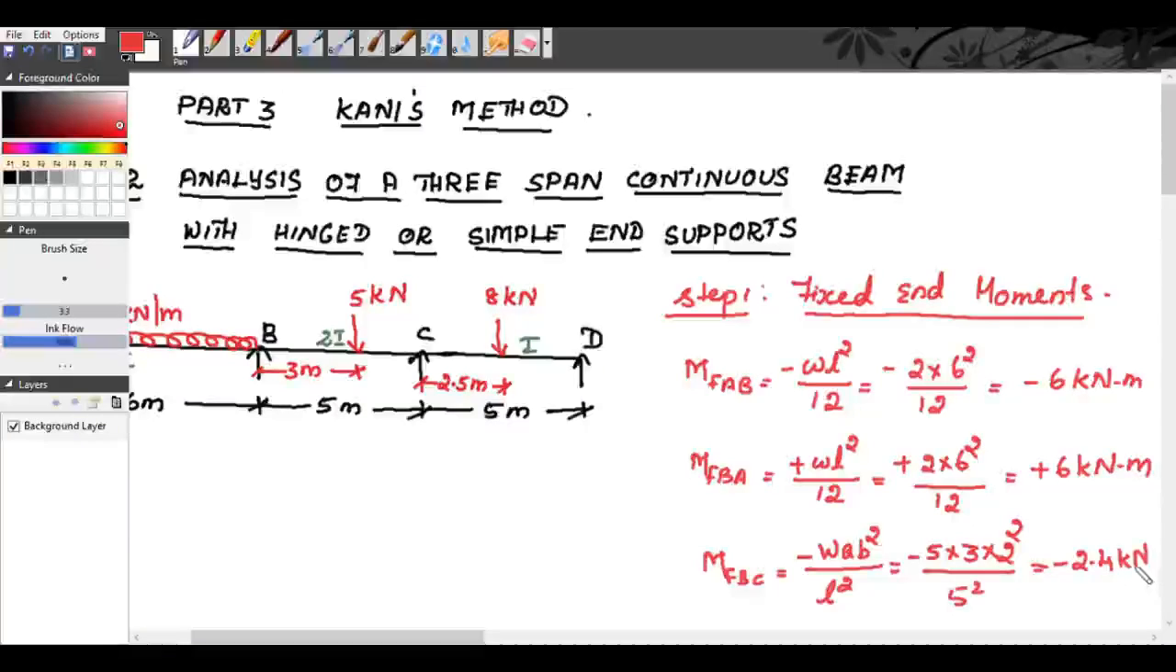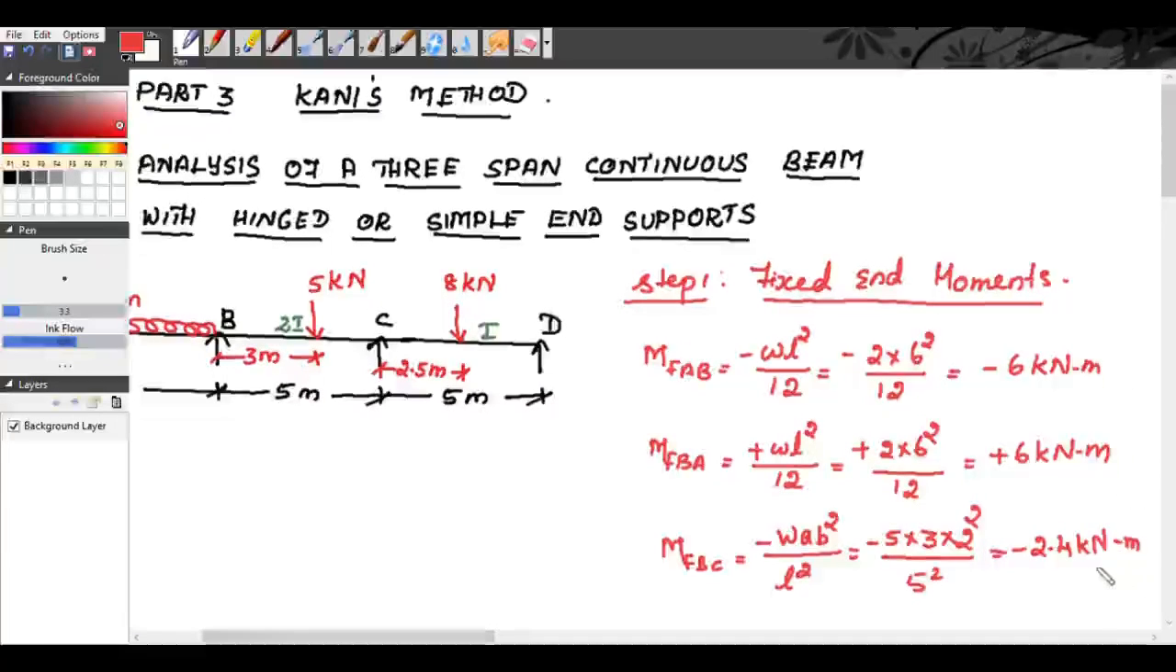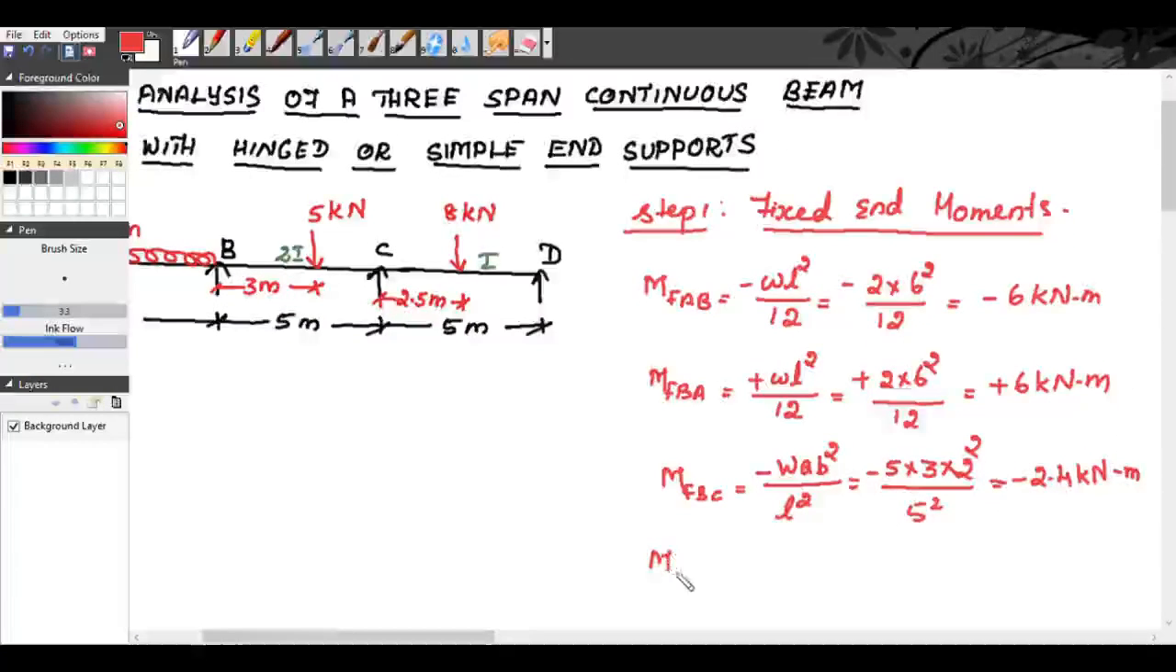So our MFCB is equal to plus WA square B by L square. That is 5 into 3 square into 2 divided by 5 square. We get plus 3.6 kilonewton meter.